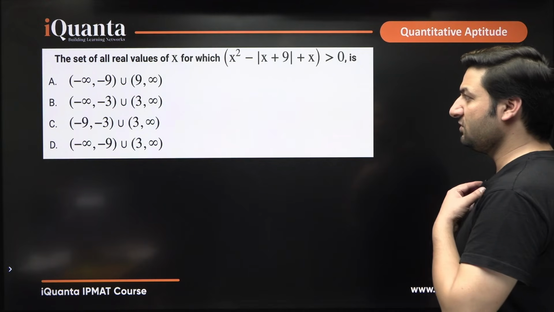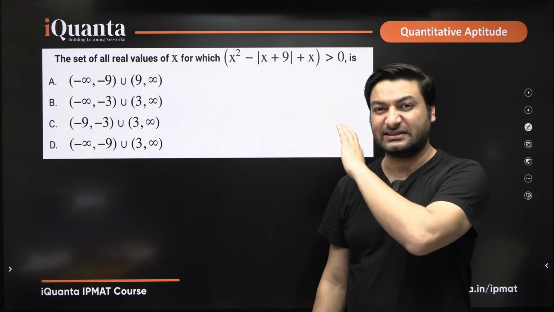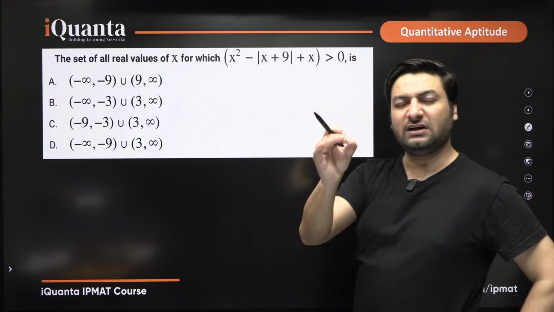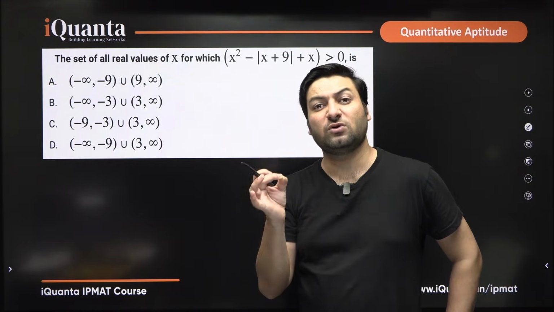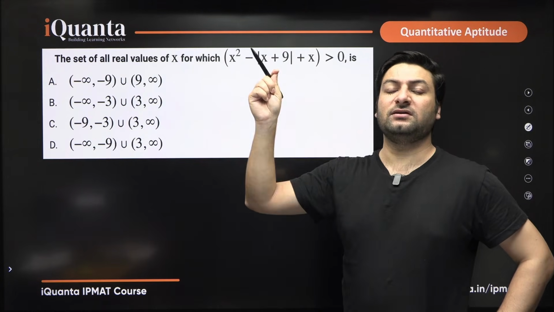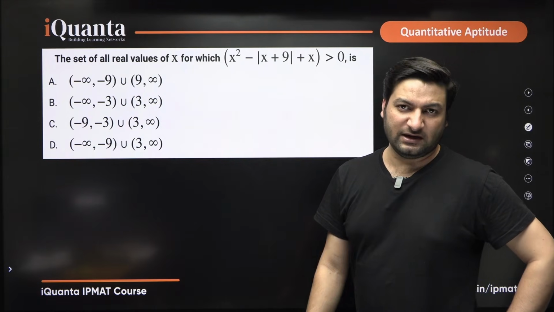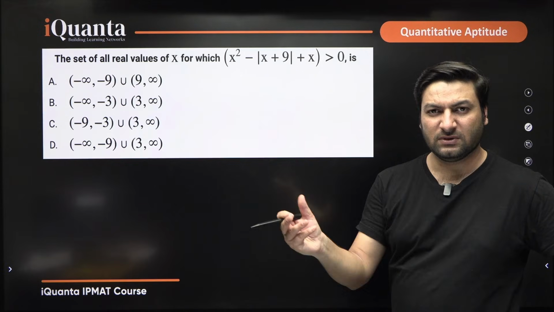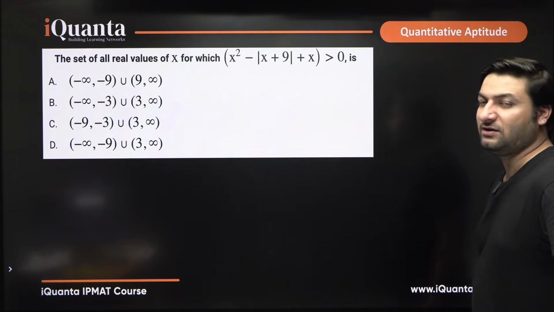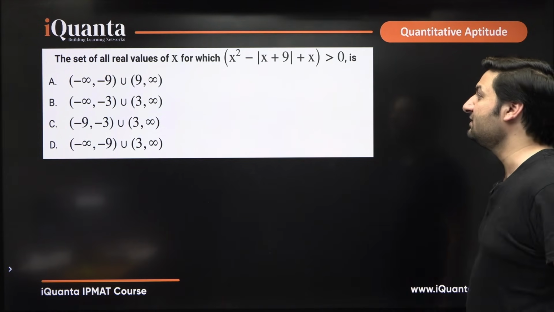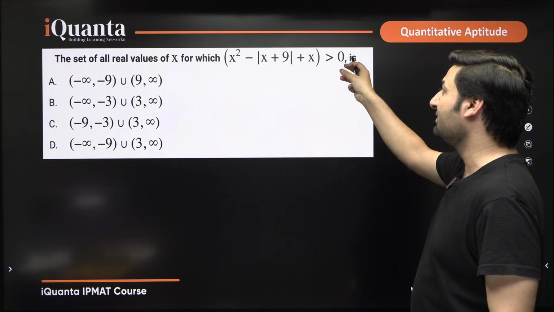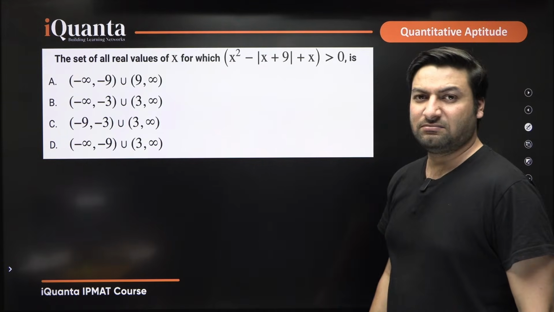Let's talk about this question, okay? This is a modulus question and this has high chances of being asked in the exam, okay? The reason is IPMAT every year definitely asks at least 2-3 questions related to modulus functions. Either they are related to inequality, number of solutions, or sometimes the area of the graph that is formed by some kind of modulus equation, okay? So this is the question: the set of all real values of x for which the expression x square minus mod of x plus 9 plus x is greater than 0 is. These are the options, okay?